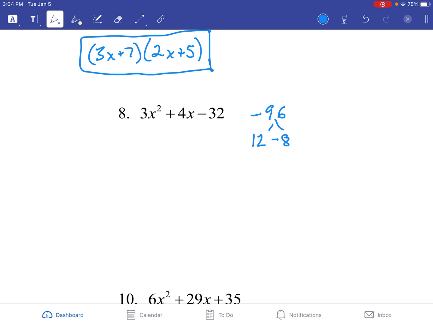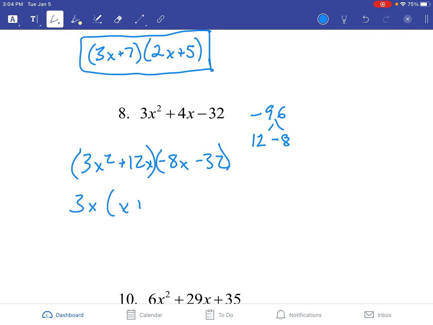So I'm going to have positive 12 times negative 8 gives you negative 96. And positive 12 minus 8 gives you positive 4. Okay, so we're going to have 3x squared plus 12x minus 8x minus 32. So I group the first 2 and the last 2. 3 and 12 both share a 3. X squared and x share an x. I'm left with x plus 4.